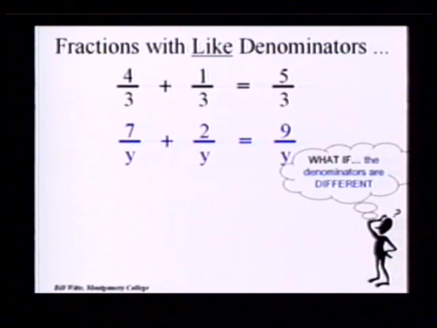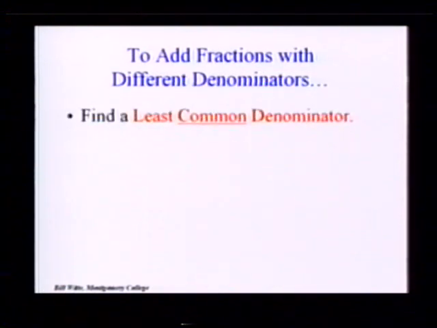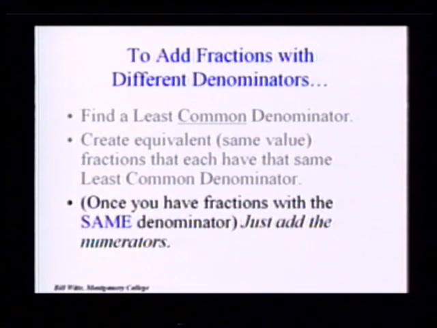What are we going to do if they're different, though? Uh-oh. Now what am I gonna do? Well, to add fractions with different denominators, we're going to make them the same. We're going to change the problem into something that we already know how to do, the easier one we just showed you. We're going to find a least common denominator, and then we're going to create fractions that are equivalent to the original problem that have the same denominator. That's the common denominator. Once you have fractions with the same denominator, my mother can do it. Just add the numerators. That's our goal here, okay?